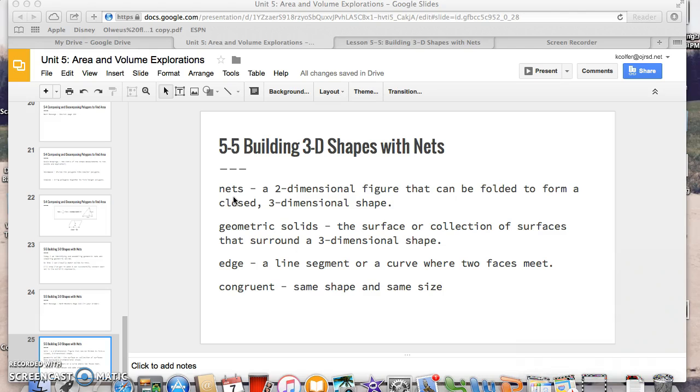Geometric solids are what we have when we take that net and form it into its three-dimensional shape. The edge is where our faces meet. And you'll notice that you have fewer edges when you actually form that geometric solid. So our net is going to have more edges than our geometric solid does, because I'm going to have those faces joining and bringing down the number of edges. And congruent is when I have side lengths or angles that are the same shape and the same size. So that's all you need for 5.5.